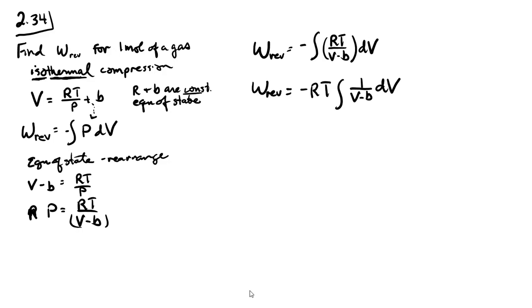And so you guys can integrate this. If you need to, you can also use a table of integrals. Since all our assignments are pretty much going to be take home, you can use a table of integrals. This would also be something you can probably put into MathCAD and have it integrate symbolically or numerically if you have a definite integral. But this is going to be minus RT times the natural log of V minus B, where this will be V2 minus B over V1 minus B.